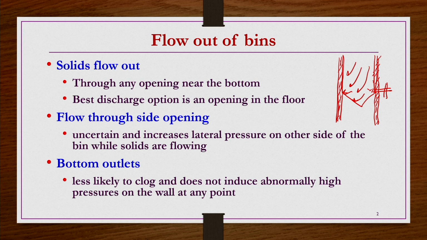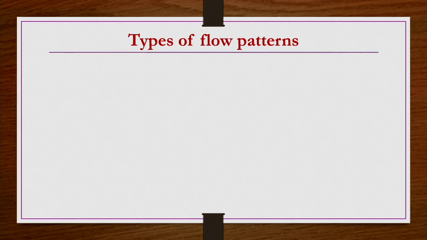So because of these two reasons, it is better to have bottom outlets because they are less likely to clog, and then there will not be any abnormally high pressures at any location on the walls of the bins. So now let us say you have a particular flow out of bins, the solids flow out of bins with the outlet at the bottom, what kind of flow patterns you may expect, that is what we are going to see.